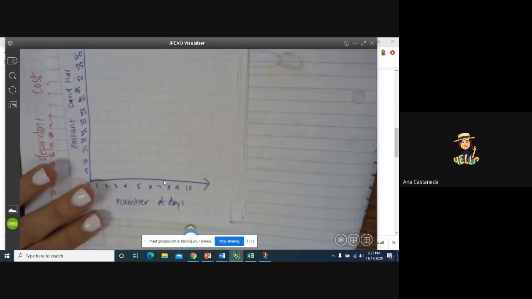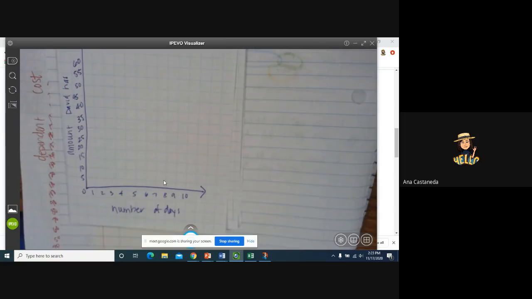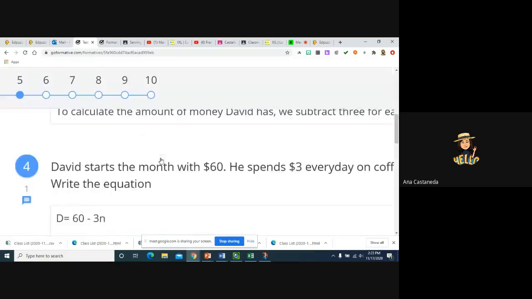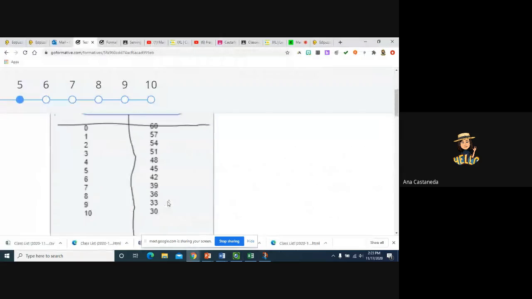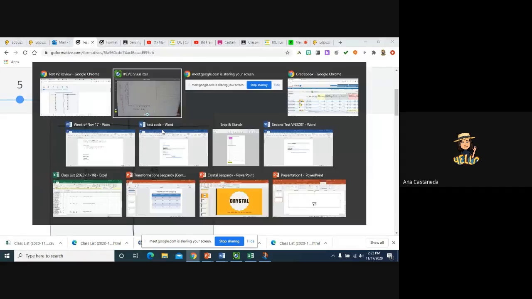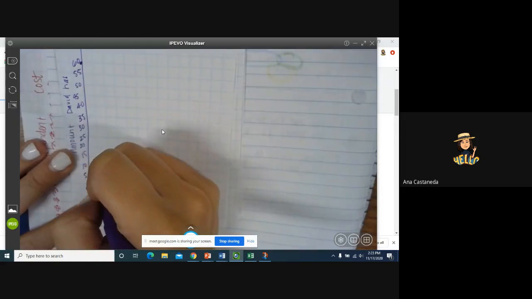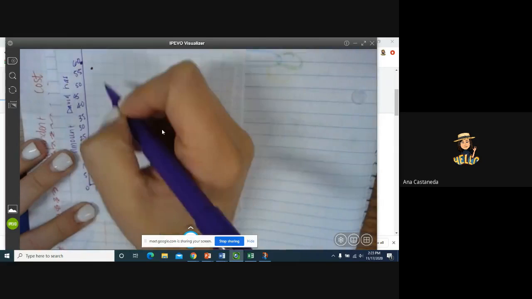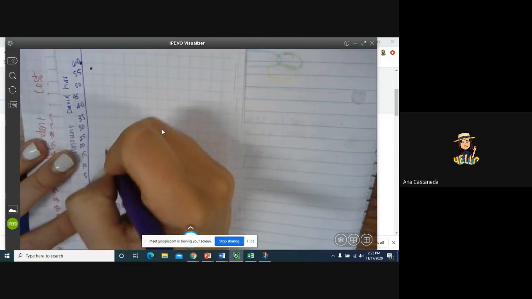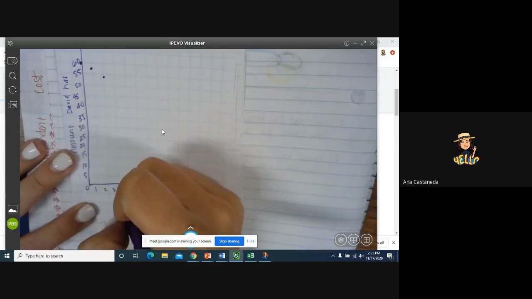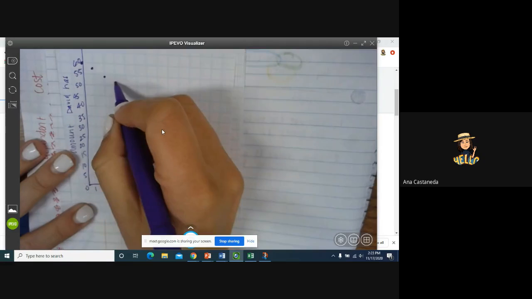And I'm going to plot my points from the table. This is kind of like what you had to do on CC.15, which is one of the IXLs. All right, so I'm going to use my table to plot the points. For 0, it was 60. For 1, it was 57. For 2, it was 54, right under the 55. For 3, it was 51, right above the 50.